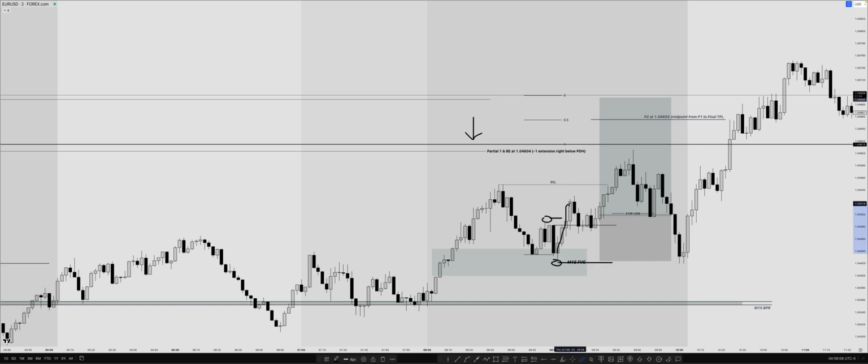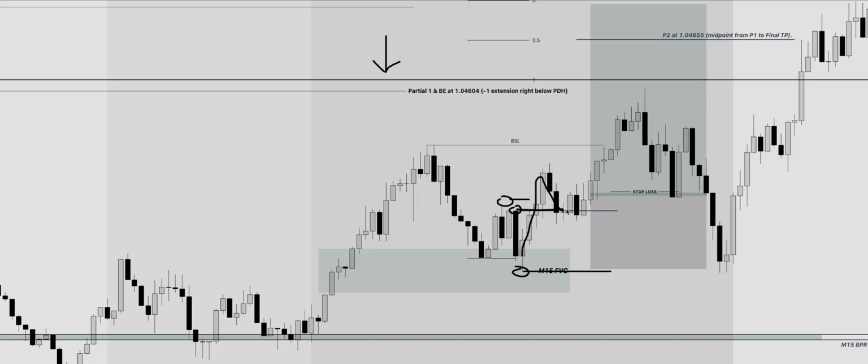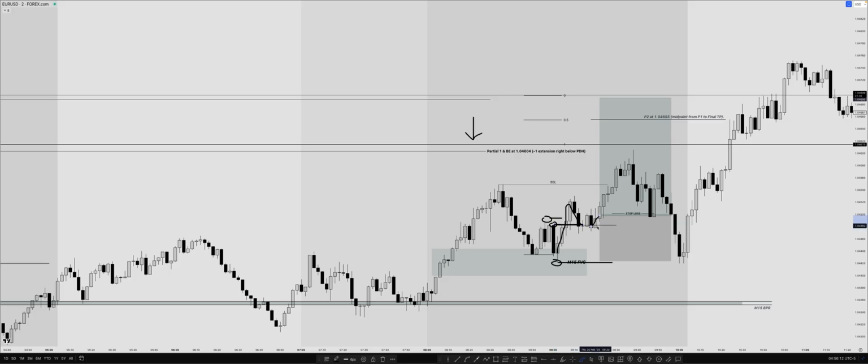Price gave expansion, pulled back into this bullish order block right here, and started climbing to the upside. So this is where I took my position with the stop loss covering most of this strong low right here from the execution time frame point of view.